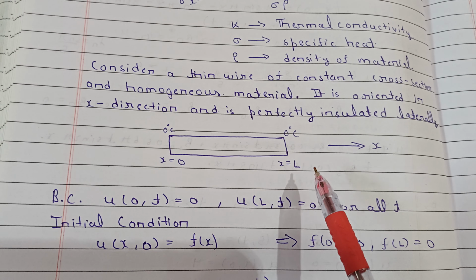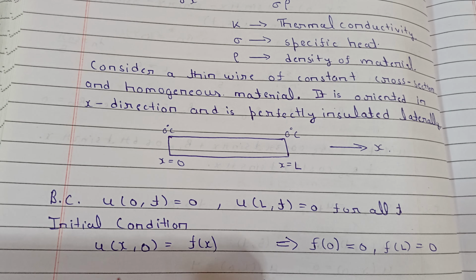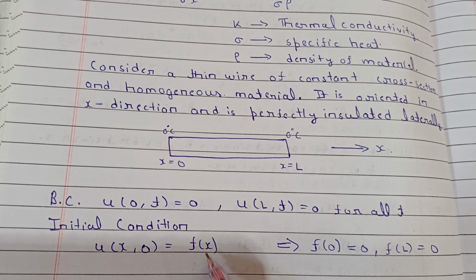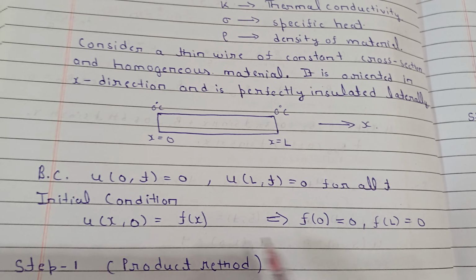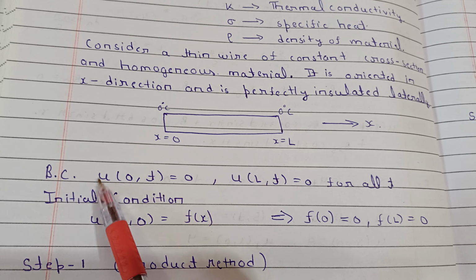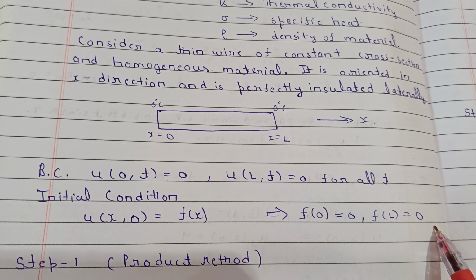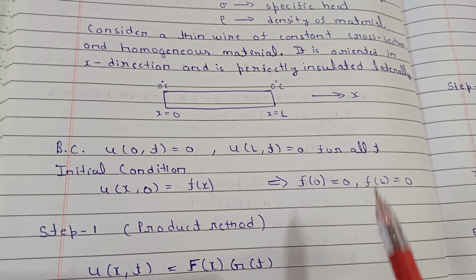Let's see some initial conditions. At t = 0, whatever temperature there is, we call it f(x). It is called the initial temperature. And if this is equal to f(x), then from the boundary conditions f(0) = 0, f(L) = 0. So these are the conditions we will use.